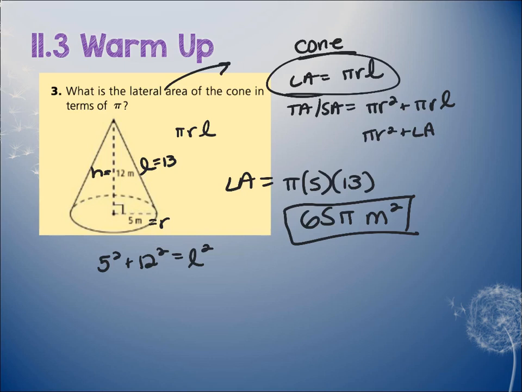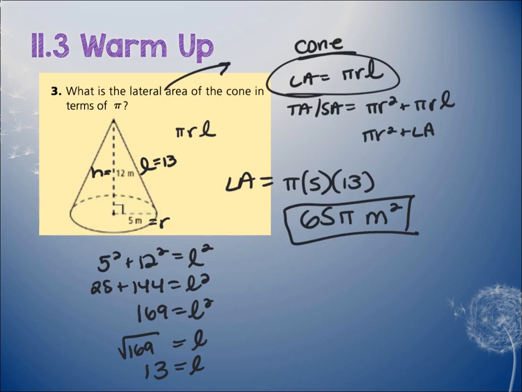So if you didn't have your triples memorized and you want to write them on the note, we can definitely add them on Monday. But you would just work this out: 25 plus 144 equals L squared, and that's 169. Then when you square root it, you get 13. So either way, you should be able to get to that 13. You just have to make sure you know the difference between whether they are giving you the height or the slant height.